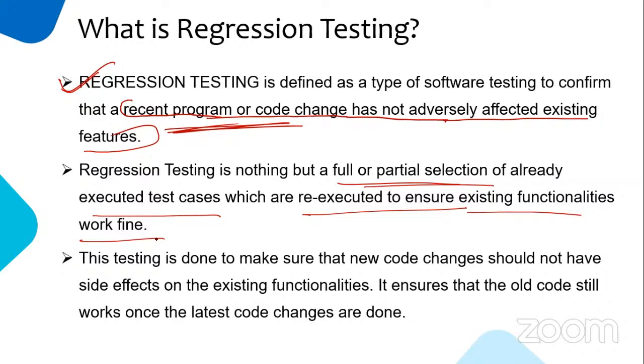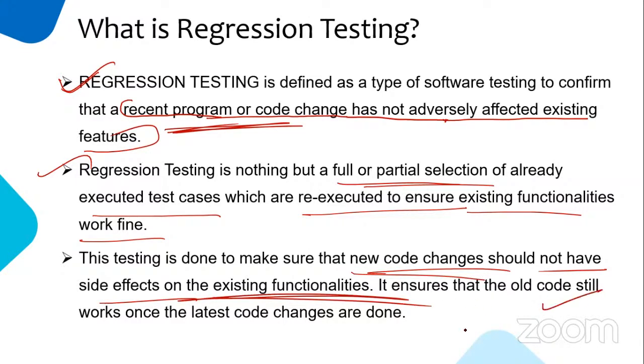See, in an interview, don't memorize the English; just understand it and say it in simple words, but the meaning should convey. The application is stable, then important main functionalities from every module are checked, recent code changes have not affected the existing functionality, and the entire application is tested. Remember. So this testing is done to make sure that new code changes do not have a side effect on the existing functionality. It ensures that the old code still works the same way. They are saying it in different ways, but it has the same meaning. So this is regression testing.